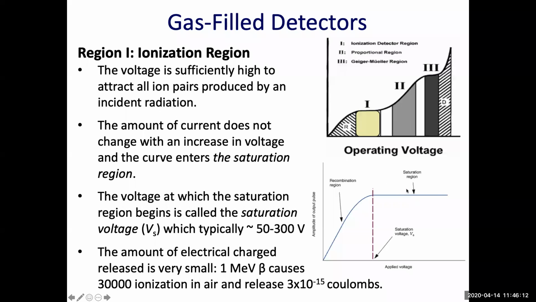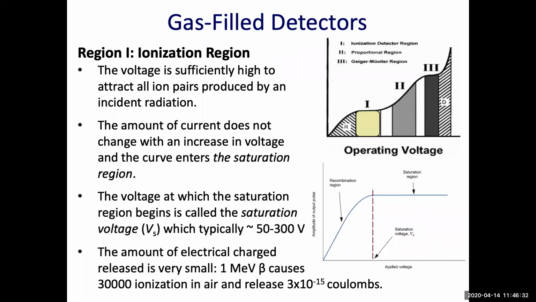The voltage is adequate to collect the ions, and that means we reach the plateau. The voltage at which the saturation region begins is called the saturation voltage, and it is about 50 to 300 volts.